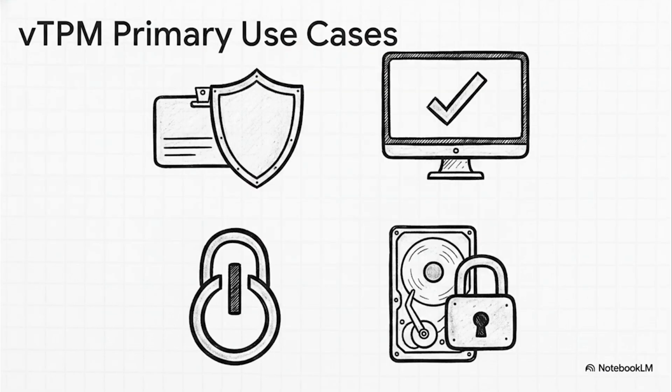So why even go through the trouble of emulating this hardware in the first place? Well, you're going to need to know the 4 primary use cases. First up, Microsoft Credential Guard, where the vTPM is utilized to protect Windows credentials from theft. Second, Windows 11 installation. As you might know, Windows 11 strictly requires TPM 2.0 and Secure Boot to be enabled for optimal security, and vTPM satisfies that hardware check perfectly. Third is Secure Boot for Windows, which enhances system security by making sure only trusted software loads during startup. And finally, Windows BitLocker, which uses that vTPM to securely store your volume encryption keys.